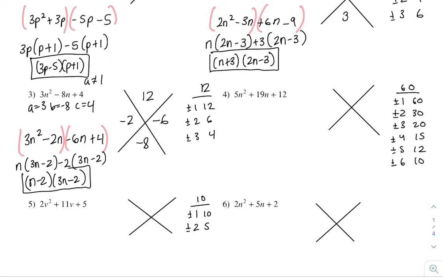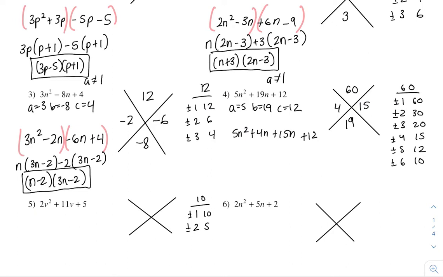Number 4. All right, a is 5, b is 19, and c is 12. So on top, you guys want to multiply your a and your c. So our a is 5 and our c is 12. a is not 1. So that means we need to do it by grouping. So first term, which is 5n squared, the last term, which is plus 12. The two middle terms come from 4 and 15, so plus 4n and plus 15n.